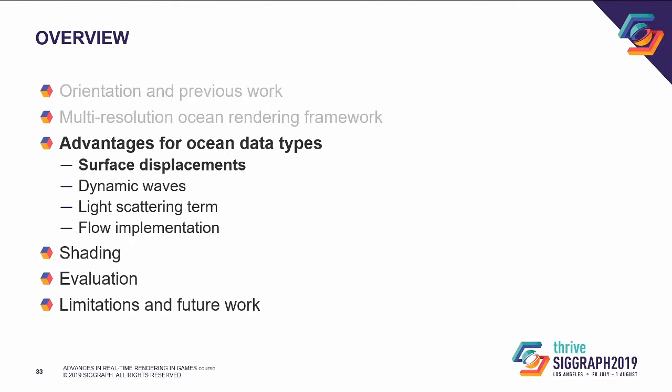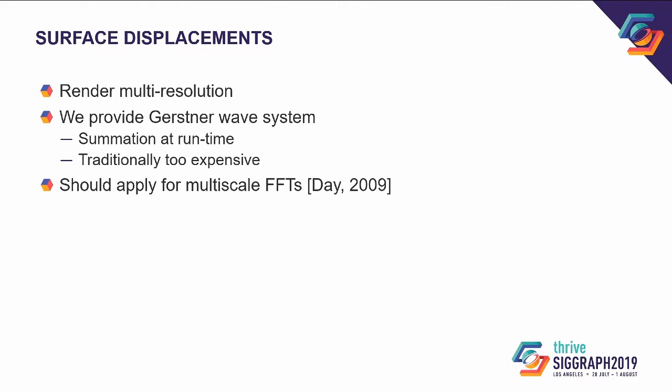Now that we've covered the overall system, we're going to deep dive further into details specific to the ocean displacements and demonstrate some benefits of our multi-resolution representation. In this work, we enable rendering the displacements in a multi-resolution way. To study this further, we'll look at one source of shape, which are Gerstner waves, which ship with Crest. We do the summation of Gerstner waves at runtime, which is generally considered to be too expensive, but we get a big speed up from our framework. It's worth noting that the algorithm we present should also apply to FFT data, as we mentioned in the last slides.